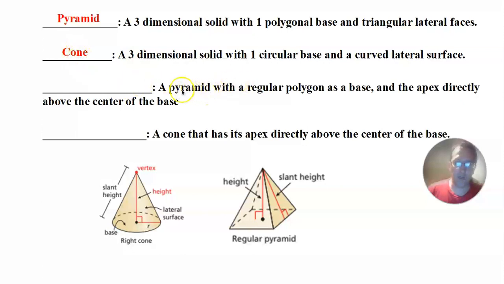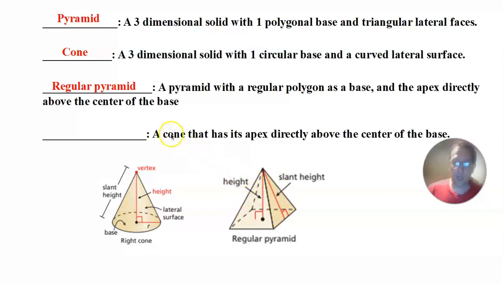Now, if the base of the pyramid is a regular polygon, so it's a square or an equilateral triangle or a regular pentagon, something like that, then we call this a regular pyramid. For it to be a regular pyramid, the apex, this point right here, has to be directly over the center of the base. The reason we call this a regular pyramid is because all of the lateral faces will be the same size. They'll have the same measurement, and that's going to make things easy for us.